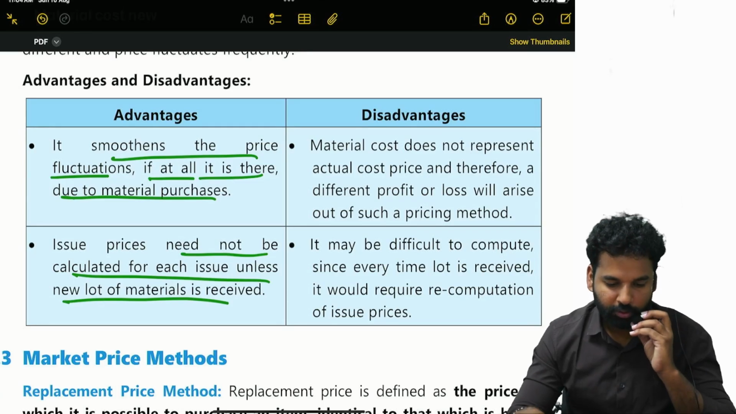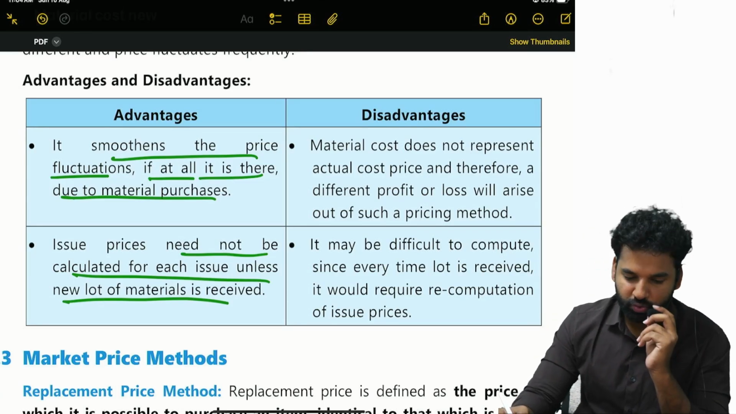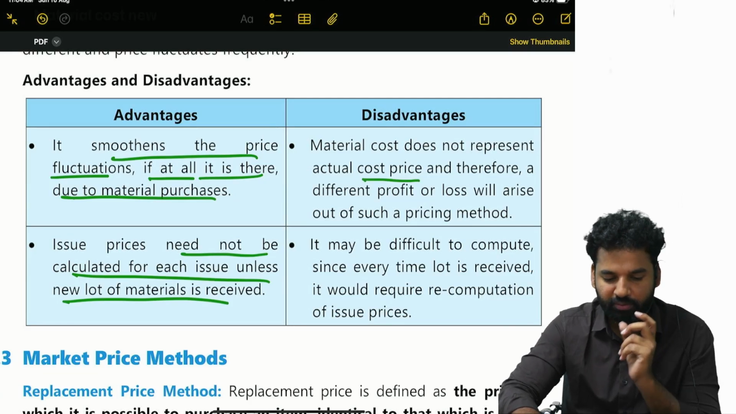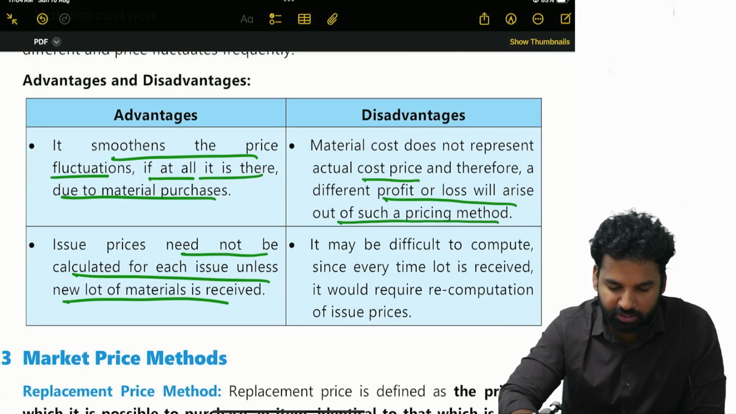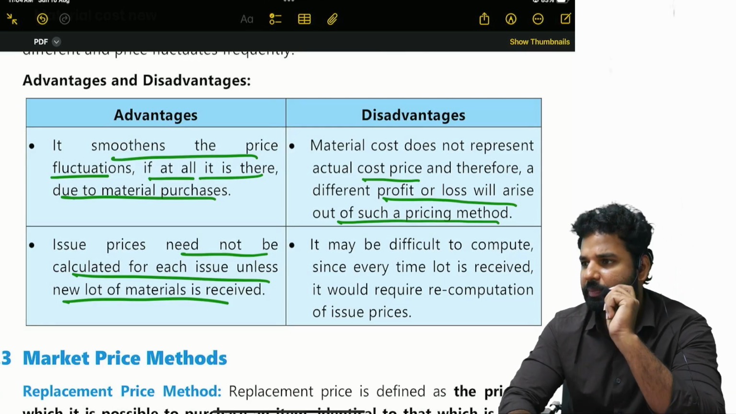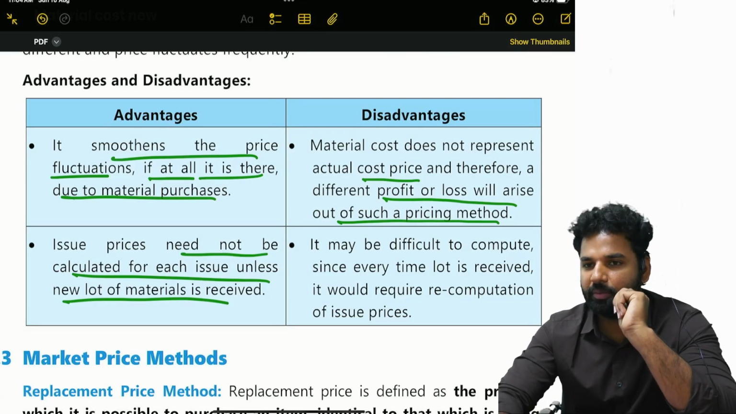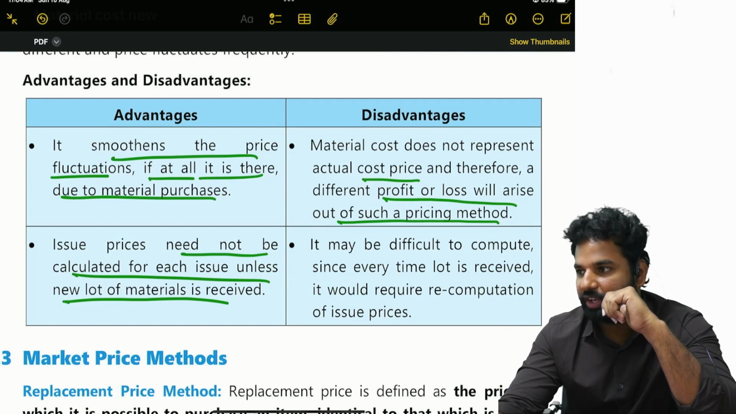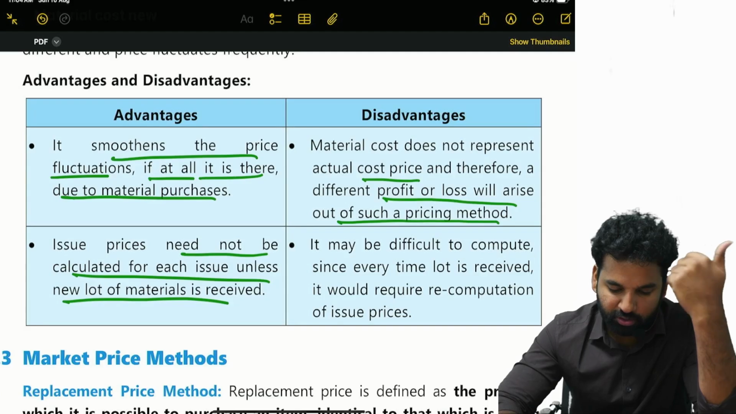Okay, right. So the disadvantage, you see, is that material cost does not represent the actual cost price, and therefore different profit or loss will arise out of such a pricing method. Obviously it is not representing the actual cost price. Whatever material we are issuing, we are taking the average price out of it, so we are not giving the exact price at which we purchased. Obviously it will not reflect the correct price.